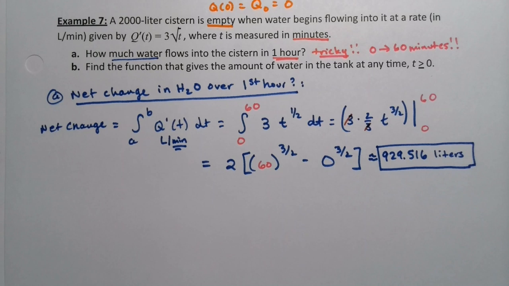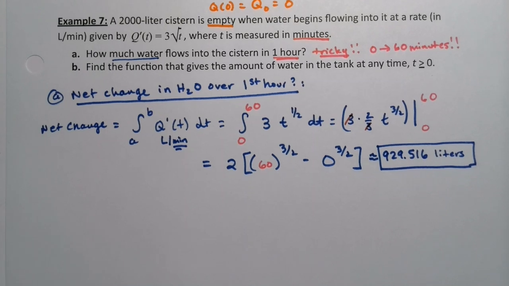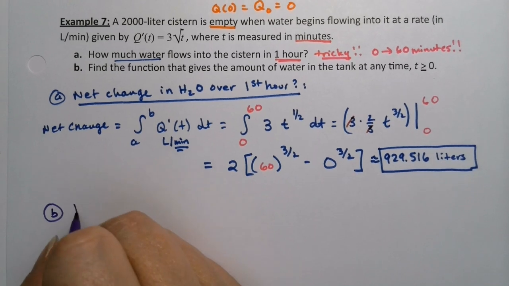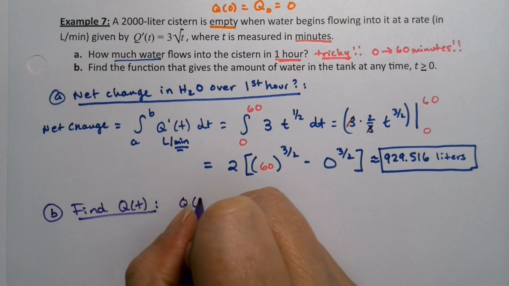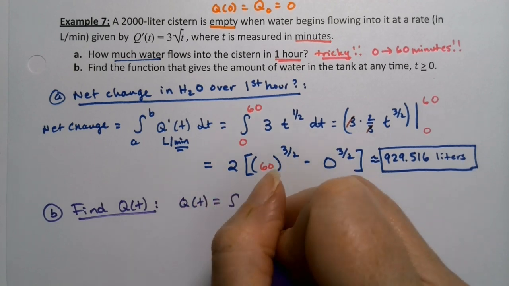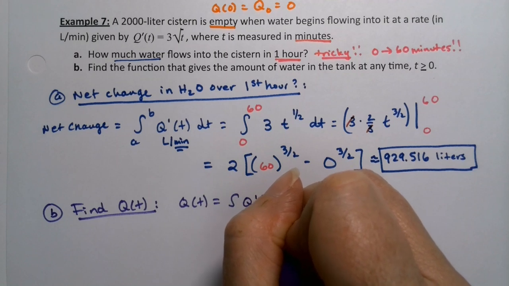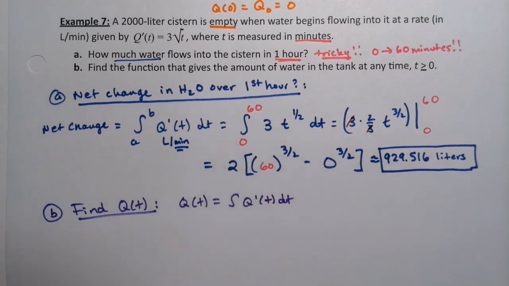All right, next, they want us to find the function that gives the amount of water in the tank at any time t. This is no problem. So B, they want us to find Q of t. Well, Q of t would be the general integral of Q prime of t. That's the fundamental theorem of calculus, FTC, that we learn in Calc 1: the function is equal to the integral of its derivative. In other words, derivatives and integrals are opposites of each other. They're inverse functions of each other, for lack of a better term.